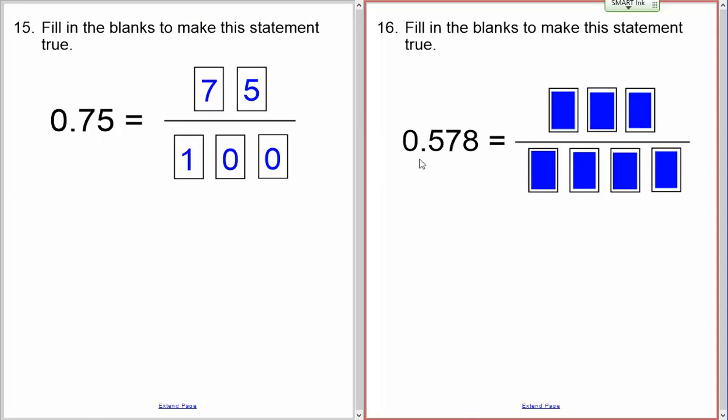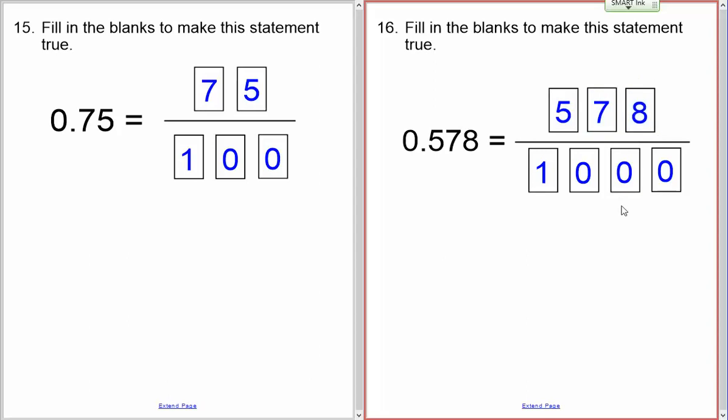It is 3/4, but you had to fill up all those boxes, and 3/4 doesn't work so well. All right, this is the same idea. This goes from the tenths place, the hundredths place is where the 7 is, the 8 is in the thousandths place, and then we'll just put 578 on top. There we go.